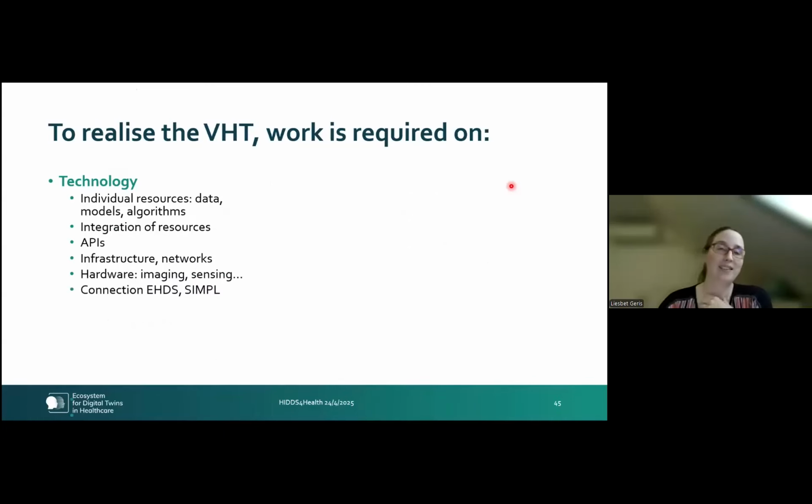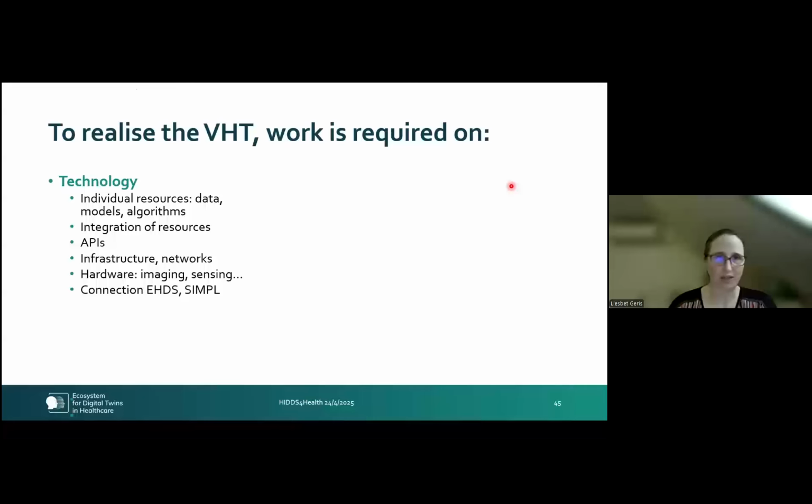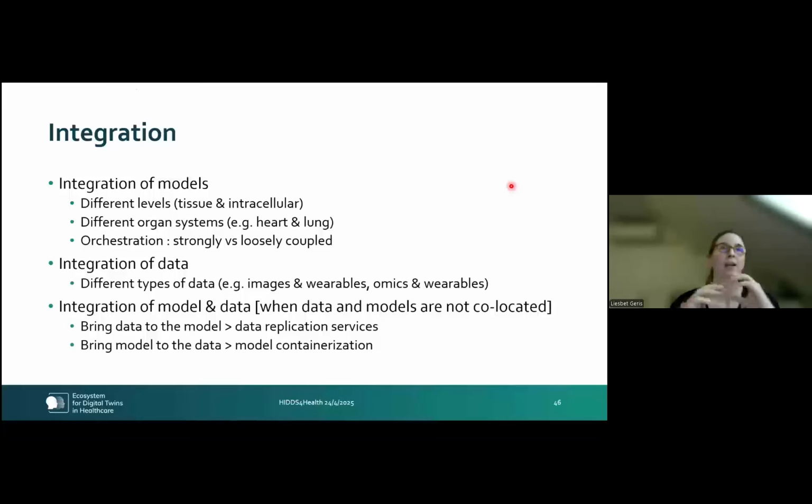To realize such an infrastructure, you need to have work done, of course, on the technology, on the individual resources, on the integration of resources, on the connection with other initiatives like the European Health Data Space, like the compute infrastructure. And if I look at the word integration, to say how I realize that, this slide is very naive. If we talk about integration in this slide, this breaks down into a whole host of other issues.